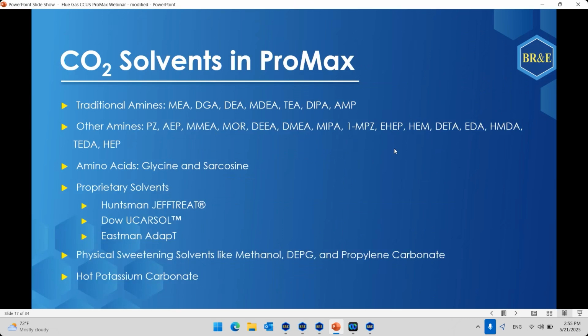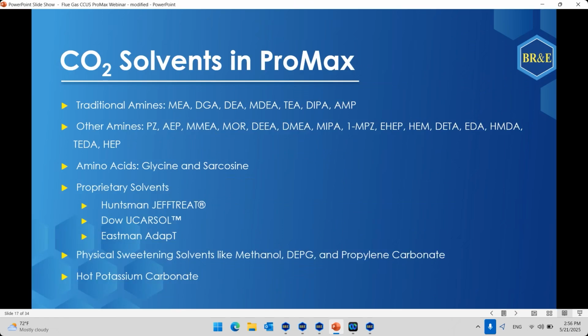Now, in ProMax, we do have a number of CO2 solvents implemented. We have a list of the traditional amines such as MEA, MDEA, or AMP. We have other amines, as I mentioned, piperazine, AEP, or MIPA, and all these cool names you can see in the list.